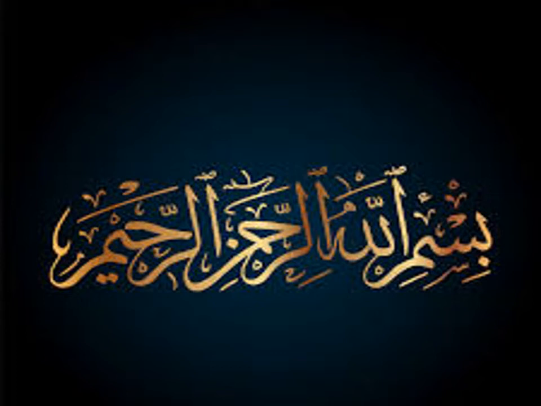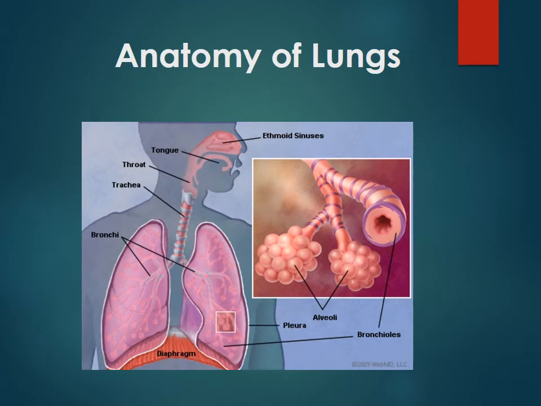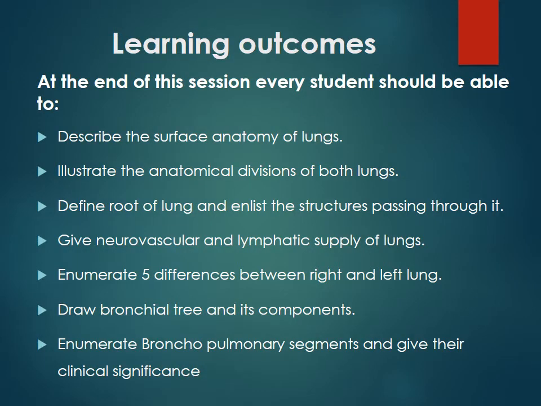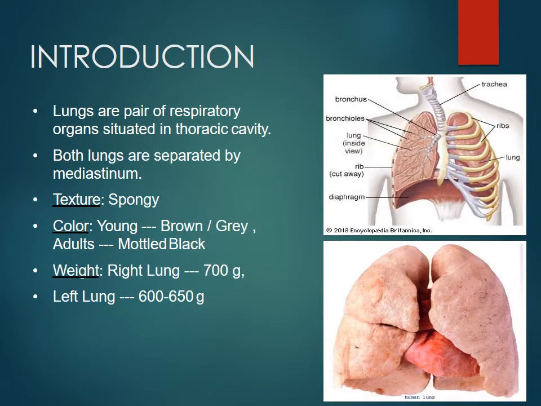I'm going to start my topic, which is anatomy of lungs. Learning outcomes of this session, which we have to achieve at the end of this session, are: describe the surface anatomy of lungs, illustrate the anatomical division of both lungs, define root of lung and enlist the structures passing through it, give neurovascular and lymphatic supply of lungs, enumerate 5 differences between right and left lung, draw bronchial tree and its components, enumerate bronchopulmonary segments and give their clinical significance.